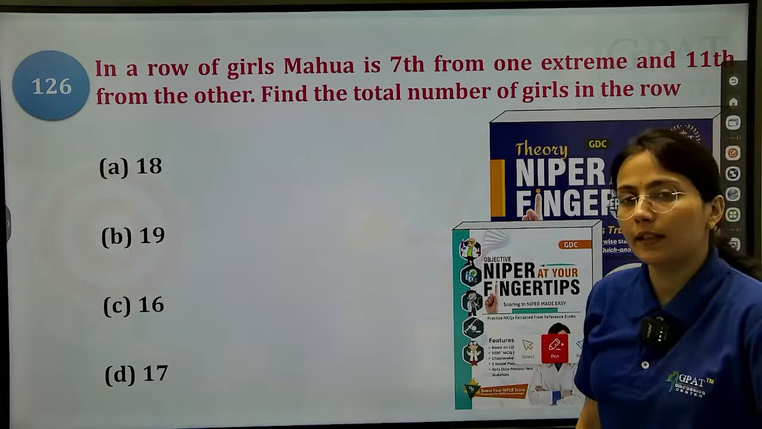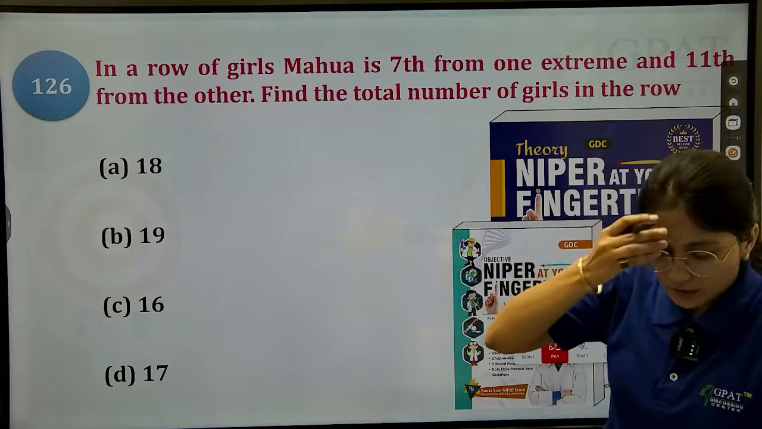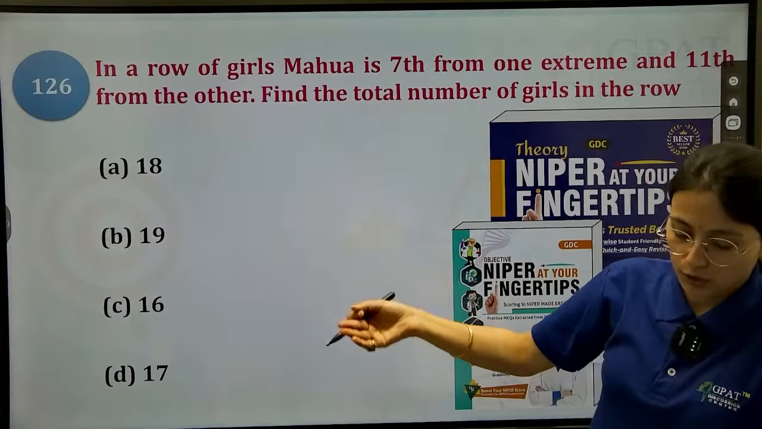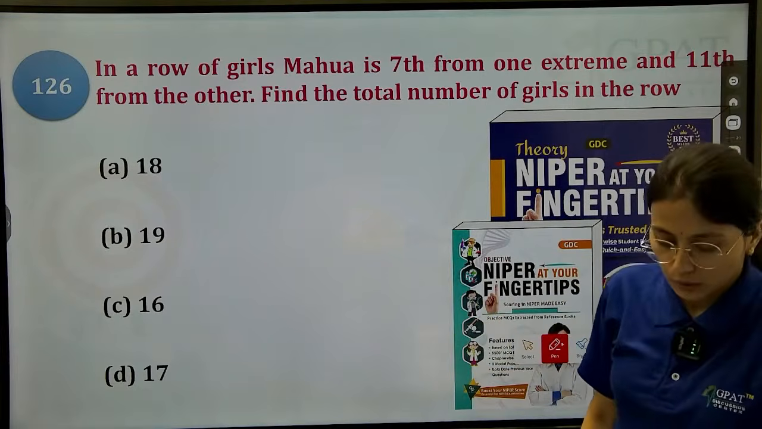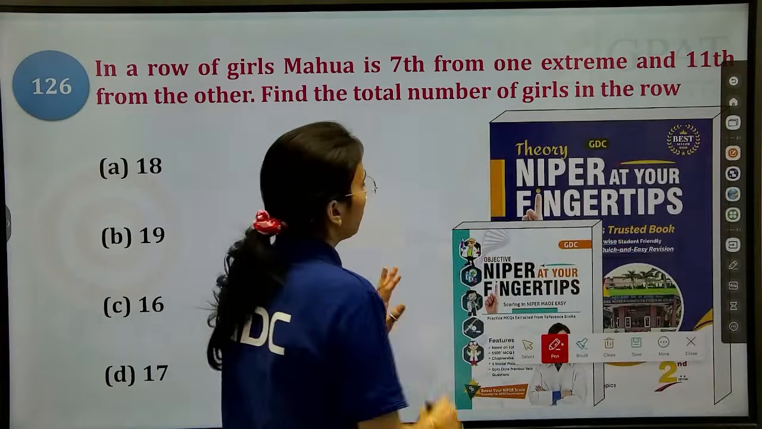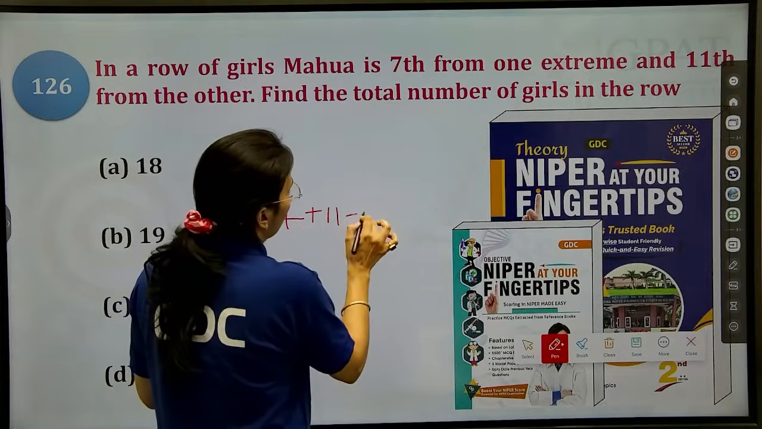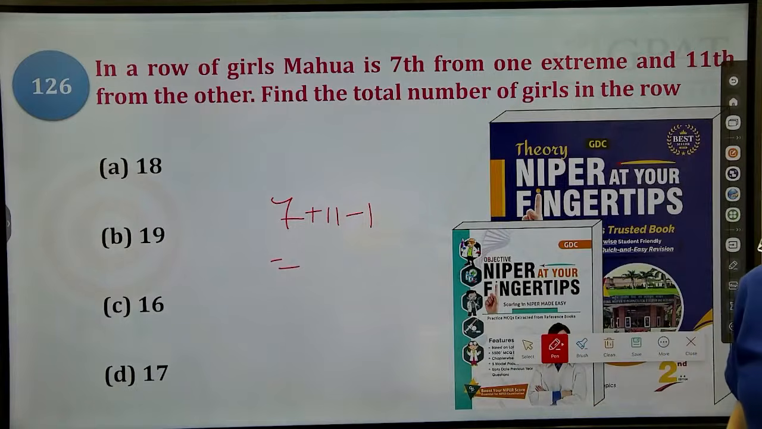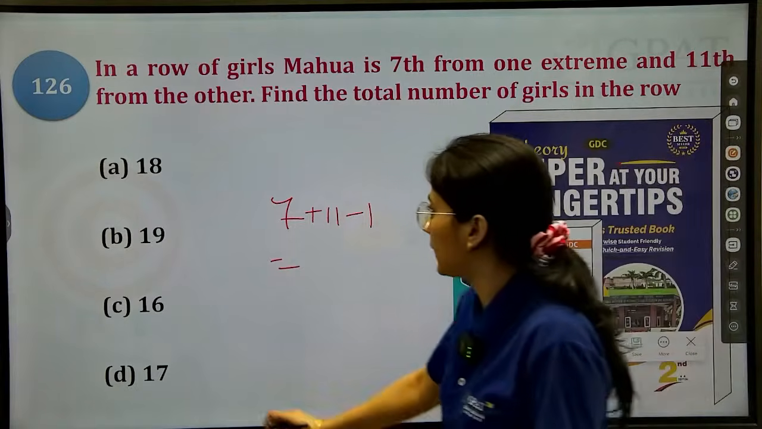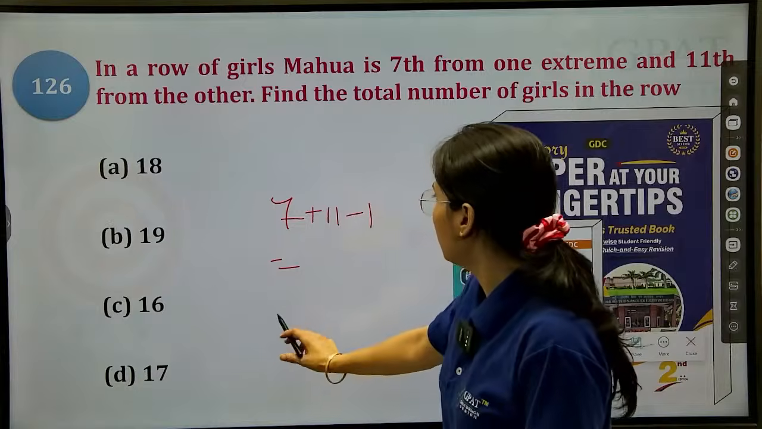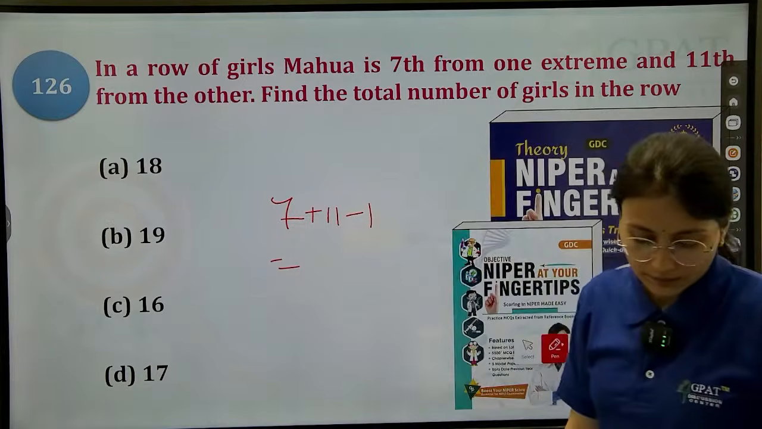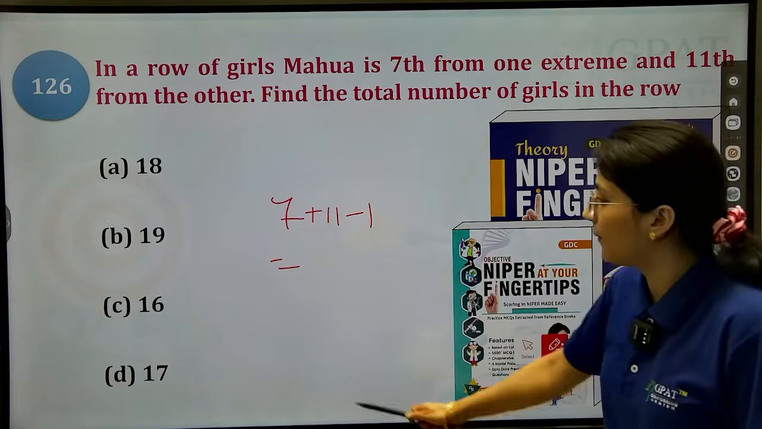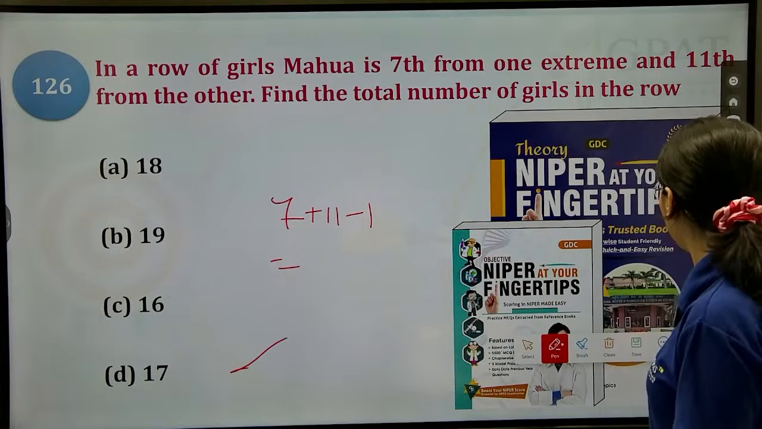So you can directly apply that: position from one end plus position from other end minus 1. So you can directly use 7 plus 11, 7 plus 11 minus 1, and you will get your answer. That is 17. Yes, option D is correct. Option D is correct. Yes, 17. Now move to the next question.